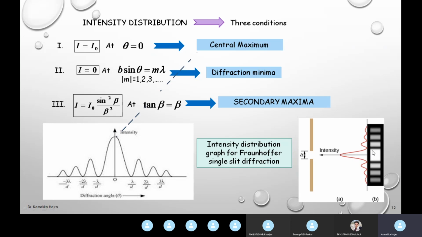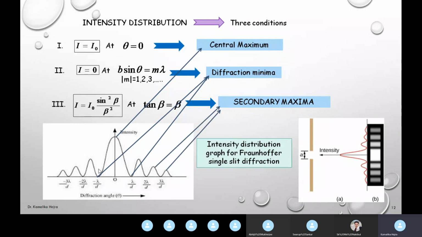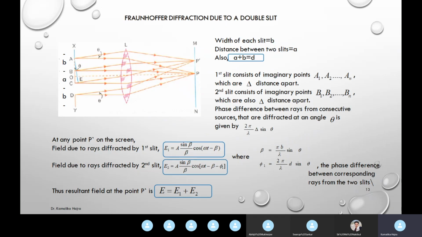So basically in this pattern you can identify the peak as the central maximum. These drops where intensity becomes 0 are the diffraction minima, and these smaller peaks on either side of the central maximum are the secondary maxima. So that more or less covers Fraunhofer diffraction for a single slit, and after this we will move on to the double slit, but let us not start that today.